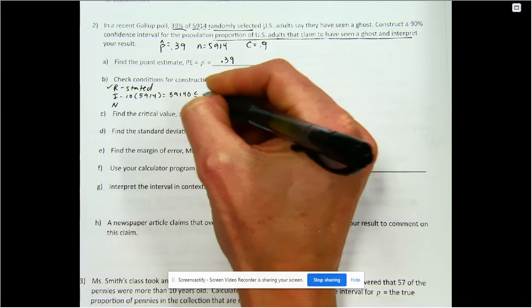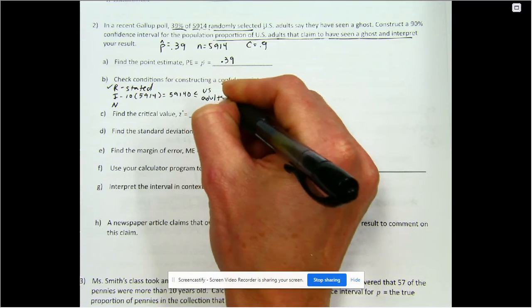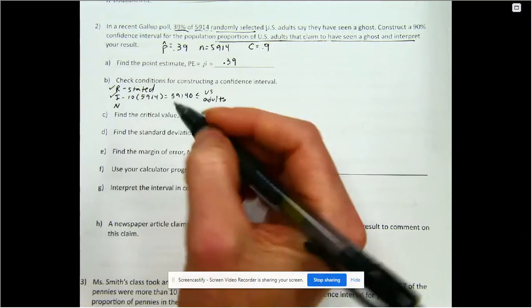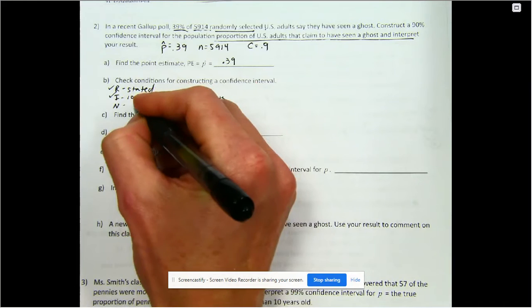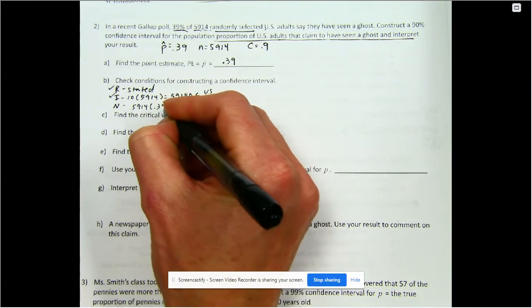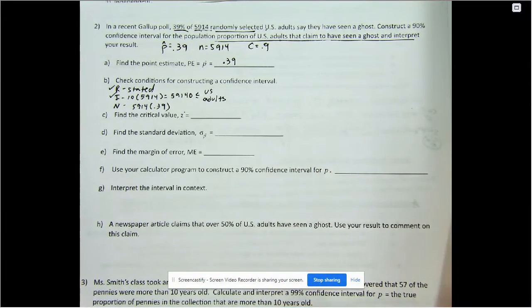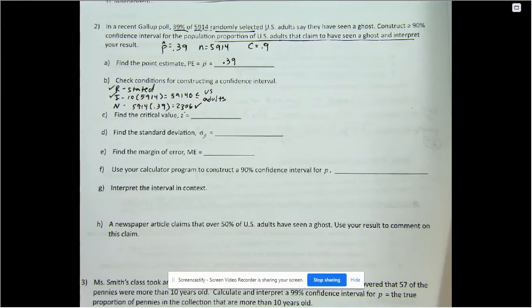All right, so 10 times 5,914 is 59,140, and that needs to be less than or equal to, again, we're U.S. adults. There are a lot of U.S. adults, so more than 59,140, so we're good. Normality, I need to check that np, so 5914 times p, 0.39. So I'm going to type that in. 5914 times 0.39, which is 2,306, and that is greater than 10.